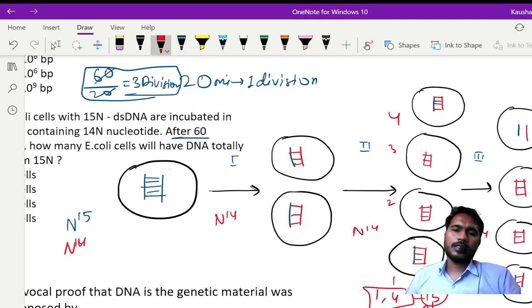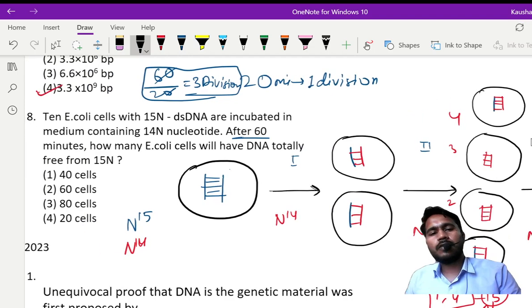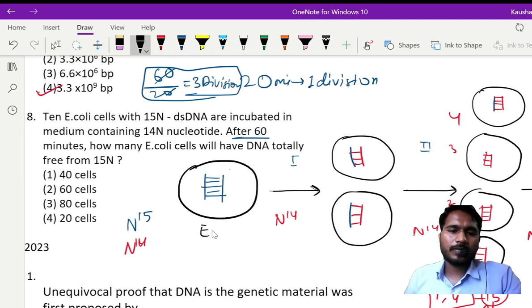You don't have to do this many steps; I explained it for this explanation. So let's see how many cells have N15. Only 2. This one has N15 and this one has N15. The remaining are all N14. So 2 have N15, and 6 have N14. Is it for 10 cells or for 1 cell? We took here only 1 E. coli. In 1 E. coli, 2 are N15 and 6 are N14. Then for 10, how many will it be?